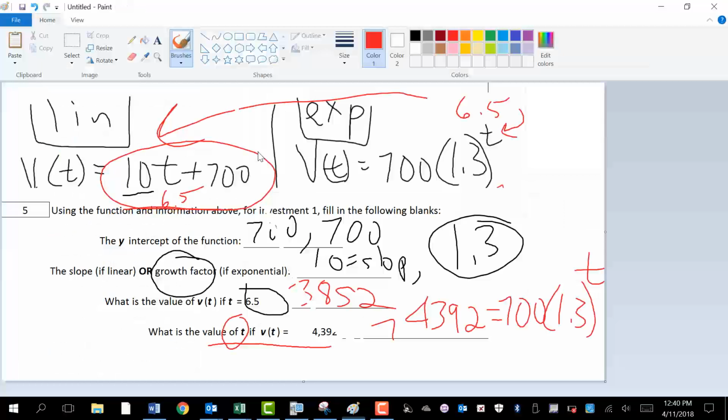So let's just say that that's what this was asking right here. When is this one equal to, say, 950? Well, I can use the graphing calculator to get a table. So that's how that last one works.